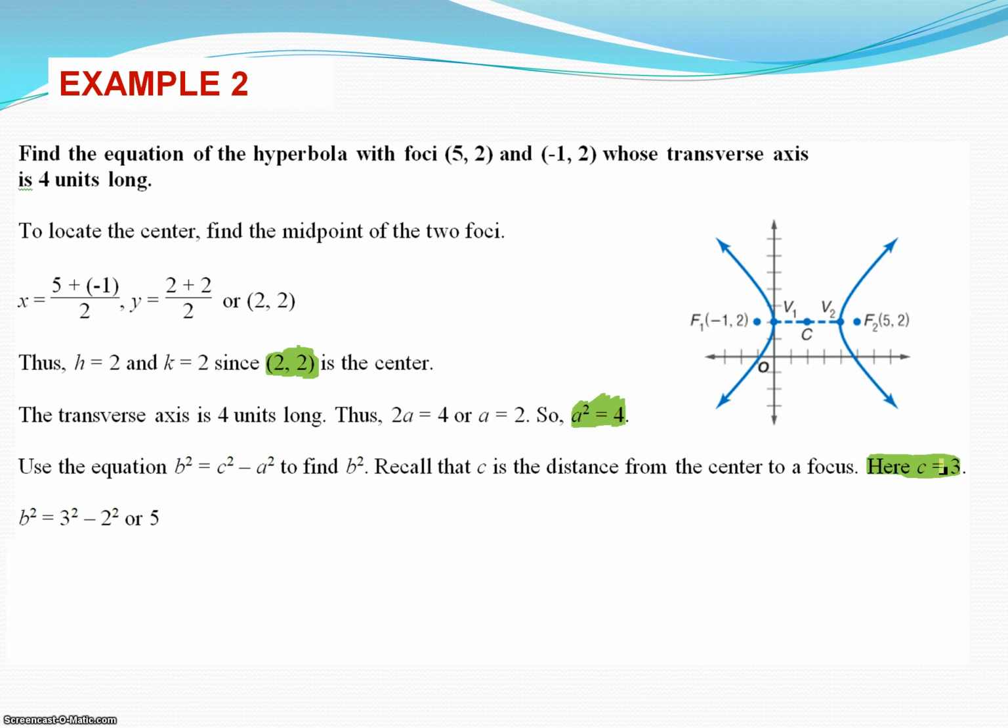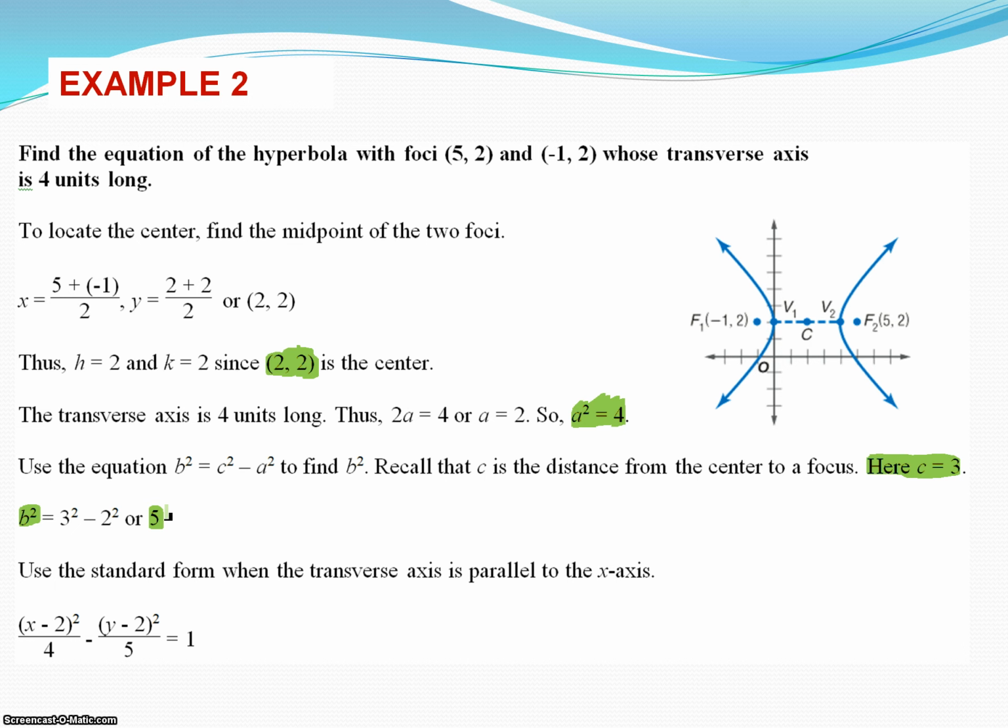So now if I use A squared plus B squared equals C squared, I'm going to be able to solve for B squared, which is 5. Once you know A, B, and H and K, you can plug everything into the standard equation. So notice that I plugged in H and K, and I plugged in A squared and B squared.